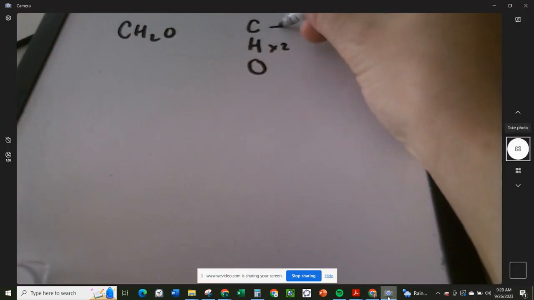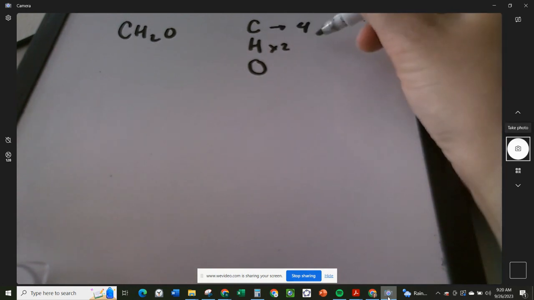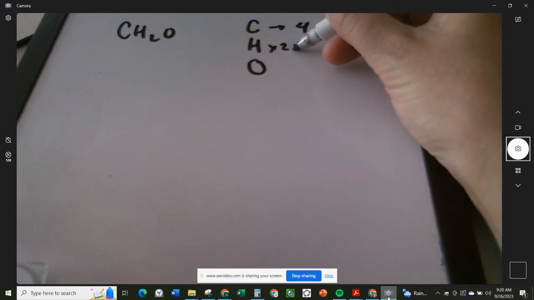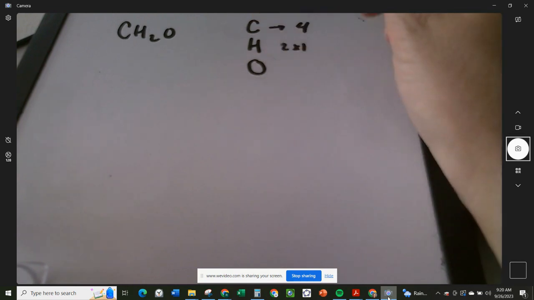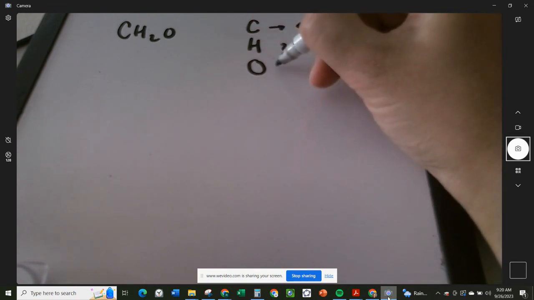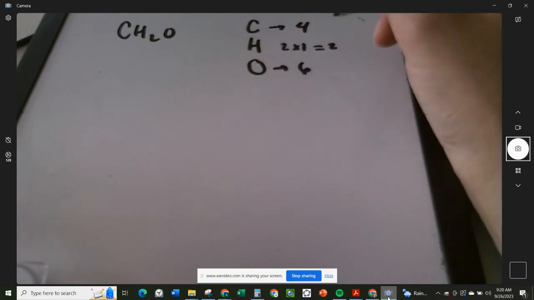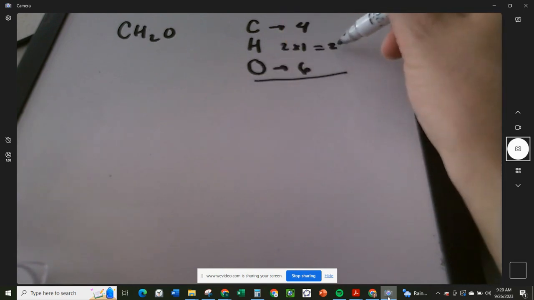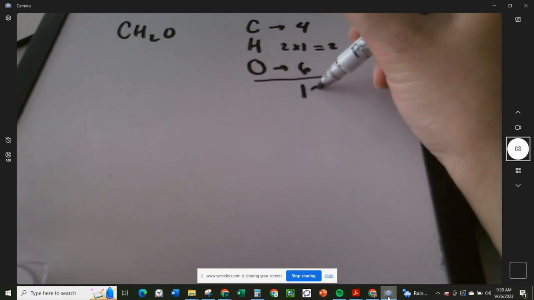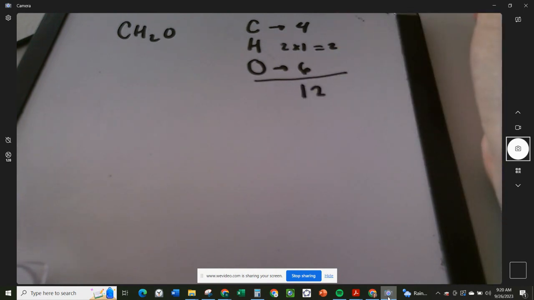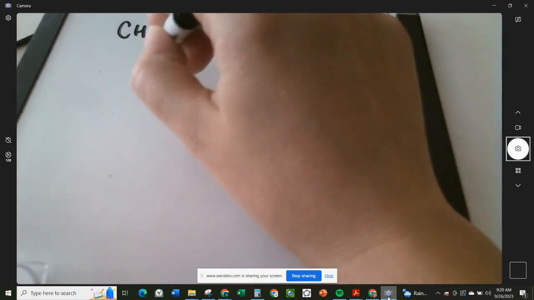Carbon has 4. Hydrogen has 1. There's 2 of them, so that's 2. And then oxygen has 6. So we have a total of 8 plus 4 is 12. 12 total electrons. Okay, so now we have to decide which of these is the central atom.